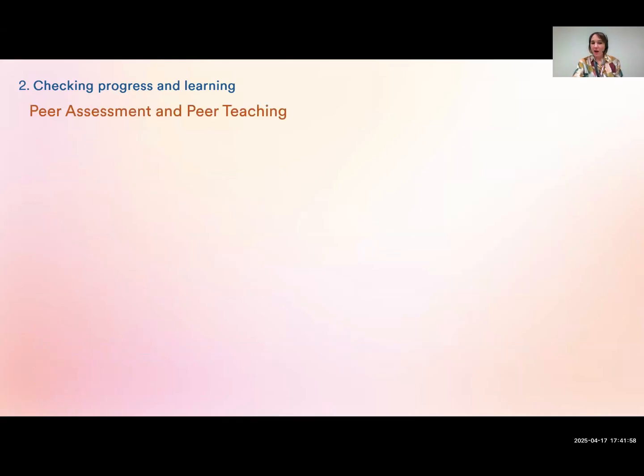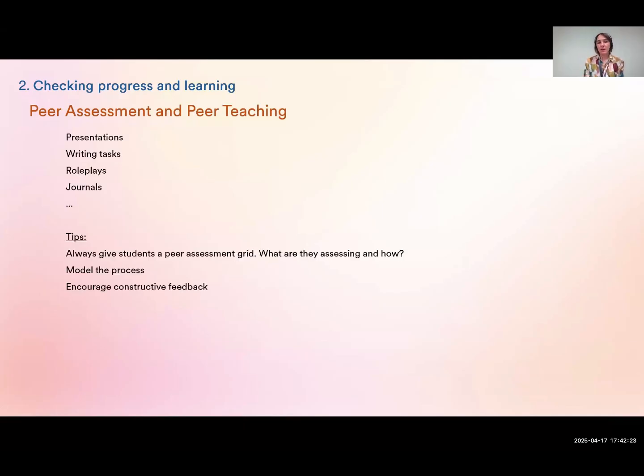Good. So other ways to check progress in learning: peer assessment and peer teaching. This can happen over all sorts of productive tasks, for example. And it's a very powerful tool to give students ownership of their learning. So we can use this in many different areas. If you think about presentations, writing tasks, role plays, or we can get them to write journals.